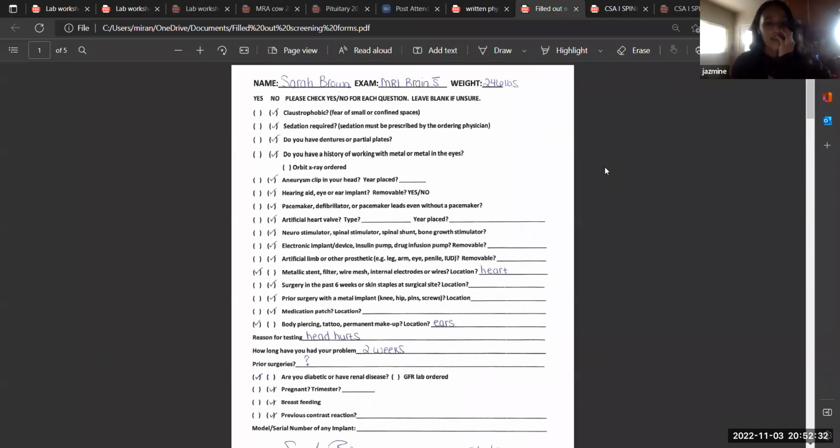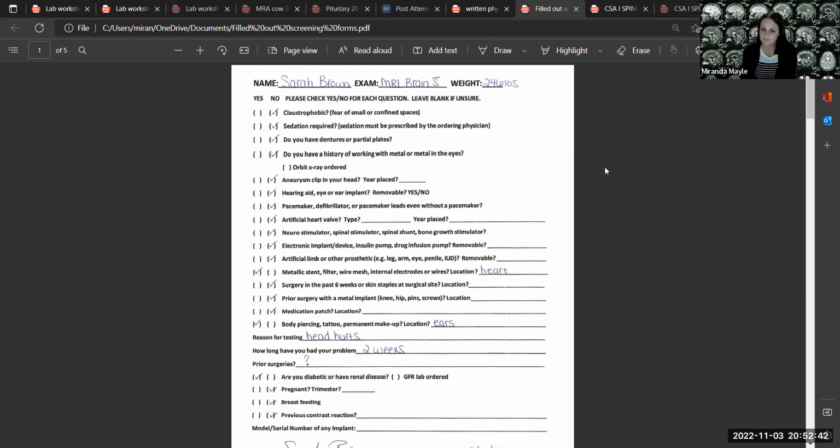Well, I see that they've said yes for the heart, for the medical stent filter wire mesh. So what are you going to ask me? Like what have you had done for your heart? Like what surgery have you had? Okay, so now I'm going to tell you I had a stent placed. I had a cardiac stent. What's your next question?